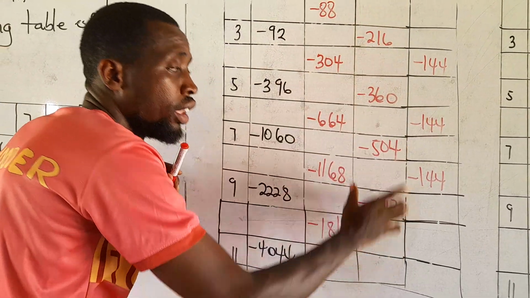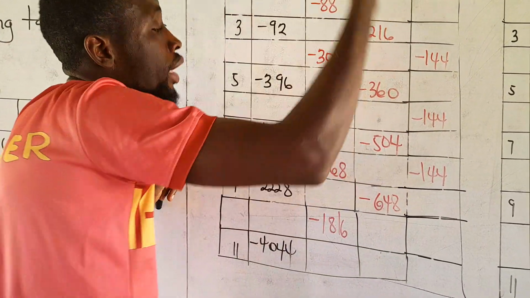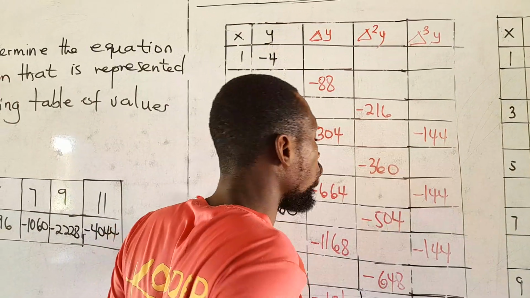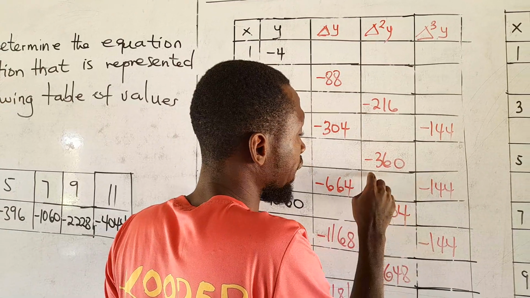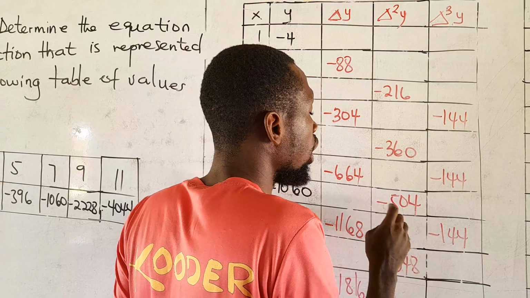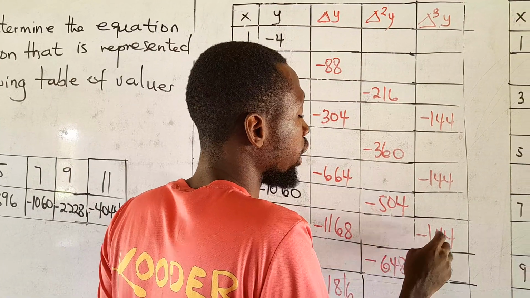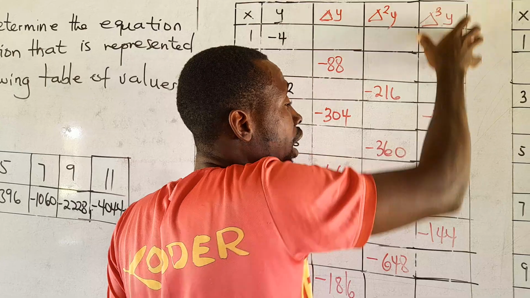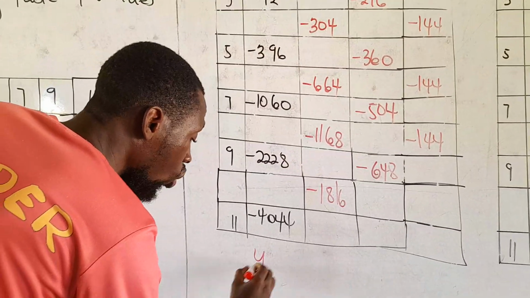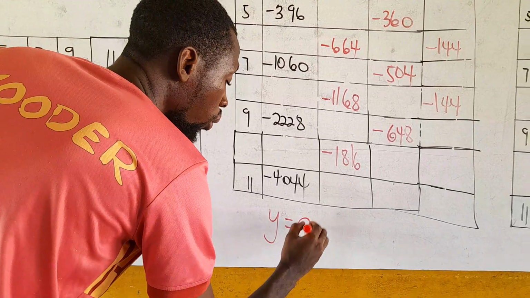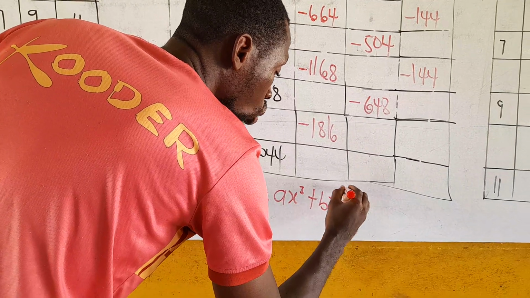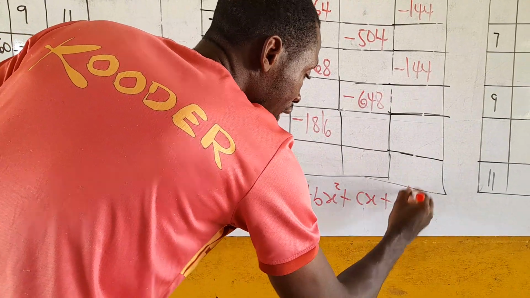The second difference does not produce a constant. We go to the third difference. So negative 360 minus negative 216 will give us negative 144. Negative 504 minus negative 360 will give us negative 144. And negative 648 minus negative 504 will give us negative 144. So you see that the third difference produces the same values. Then we can say that the polynomial that connects x and y is of the form y equal to ax cubed plus bx squared plus cx plus d.